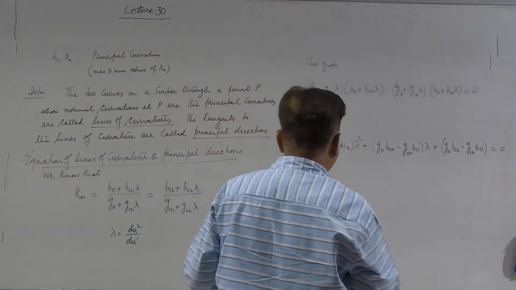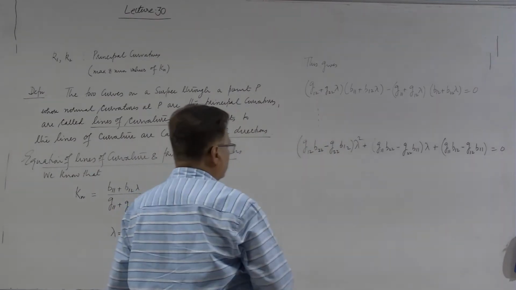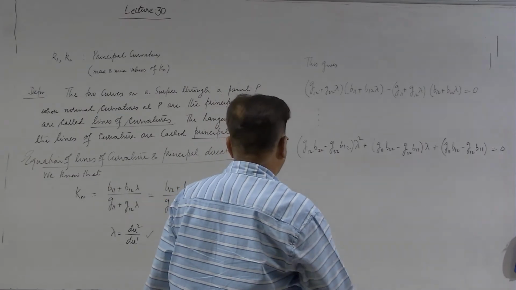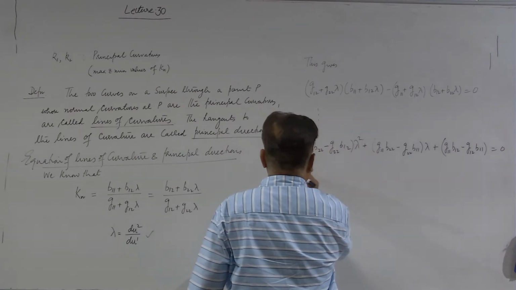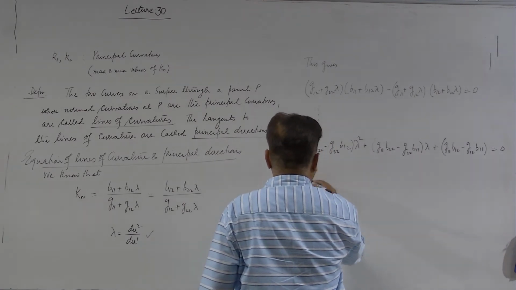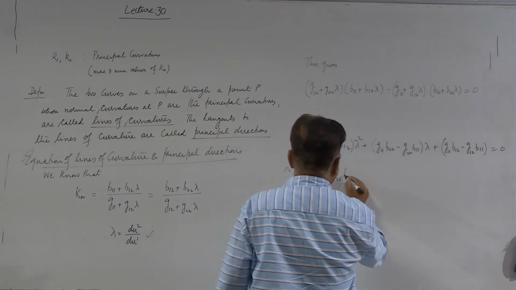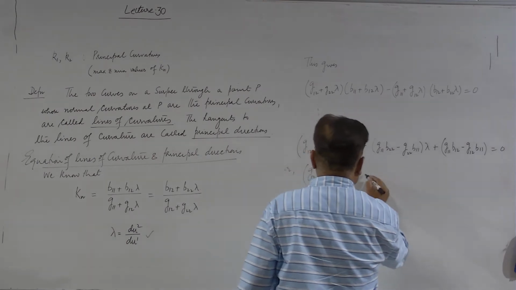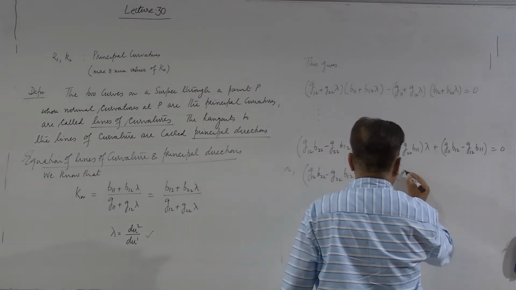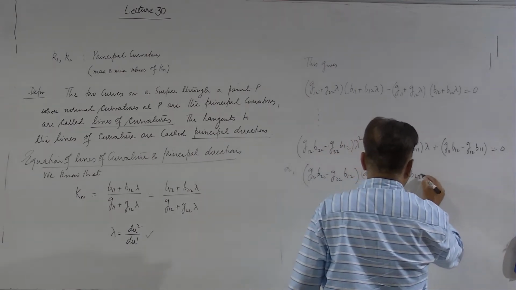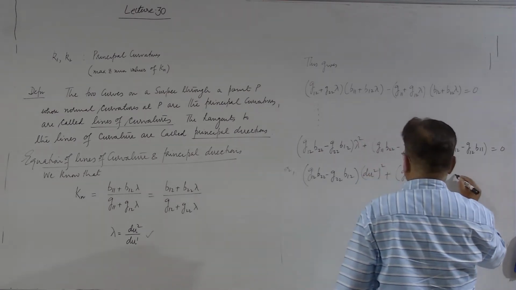I can rewrite this here. Lambda I have already mentioned is du2 over du1. So, if I put du2 over du1 in place of lambda, it will become (G12 B22 minus G22 B12) into du2 square plus (G11 B22 minus G22 B11) into du1 du2.